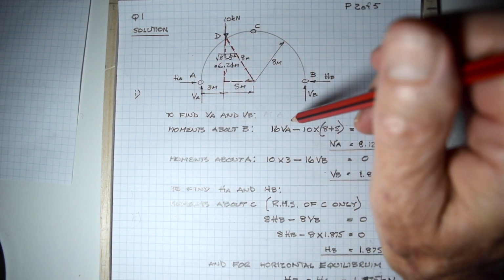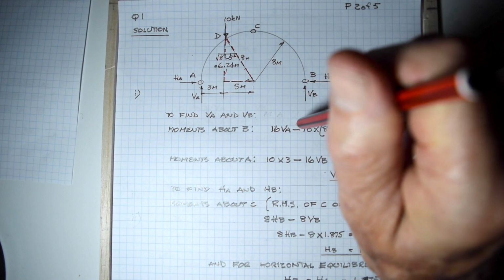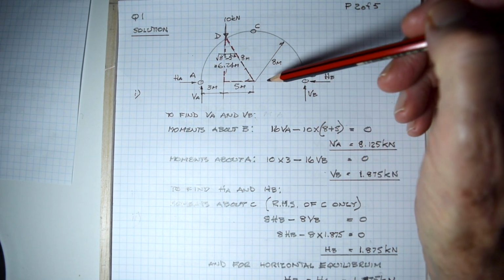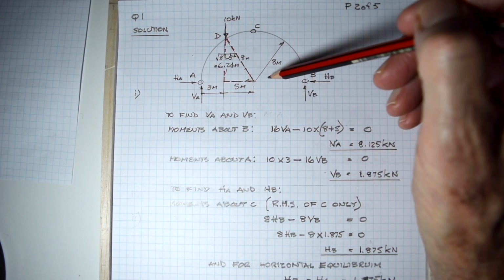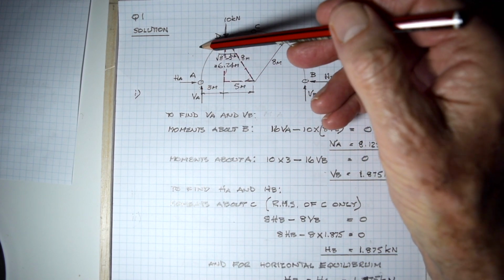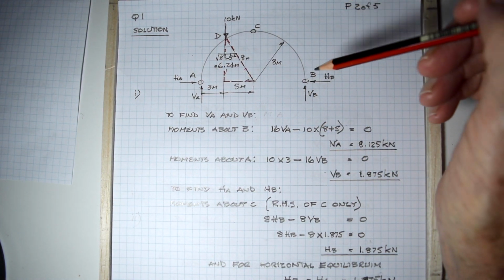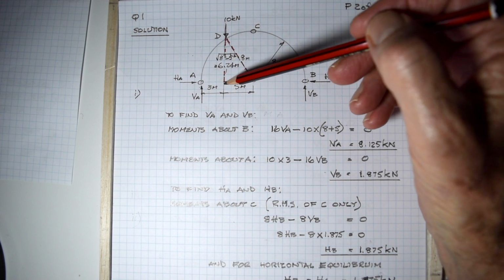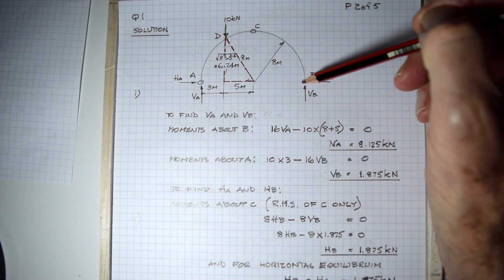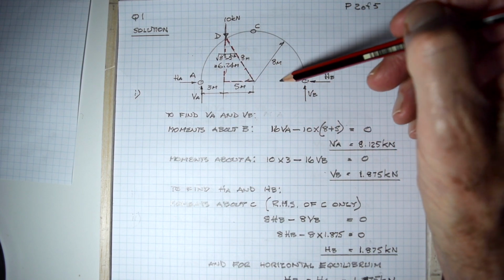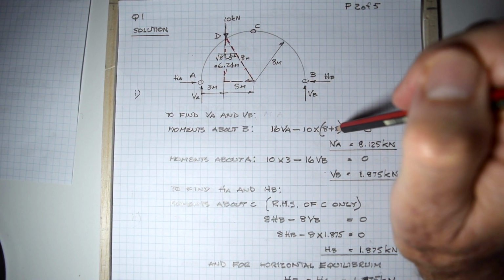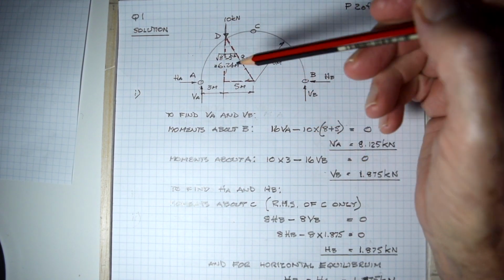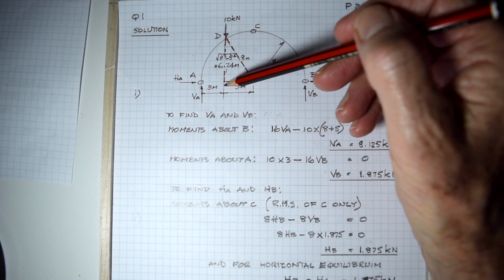So we have, taking clockwise moments first around B, we have 16 VA. VA times 16 meters, 8 meters plus 8 meters. VA times 16 meters away from VB. Minus, going in an anti-clockwise direction, 10 kilonewtons times 8 meters plus 5 meters, 13 meters away from VB. So you've got that force going that way, 16 meters, this one 13 meters away from there.